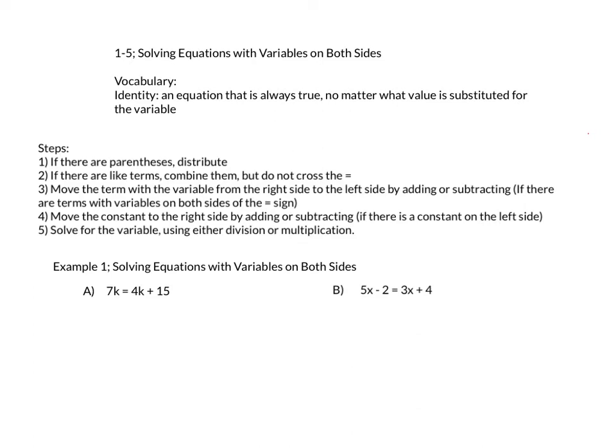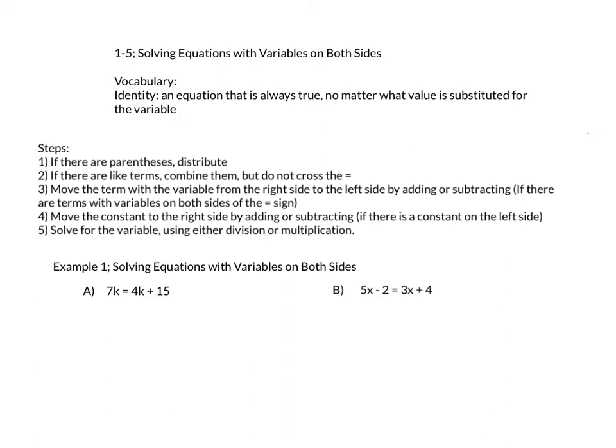The steps for today are as follows. If there are parentheses, you're going to distribute. If there's not parentheses, you're going to skip the first step and move to the second step. If there are like terms, combine them, but do not cross the equal sign like we talked about, I believe, yesterday. If there are no like terms to combine on one side of the equal sign, you're going to skip that step. The third step says move the term with the variable from the right side to the left side by adding or subtracting.